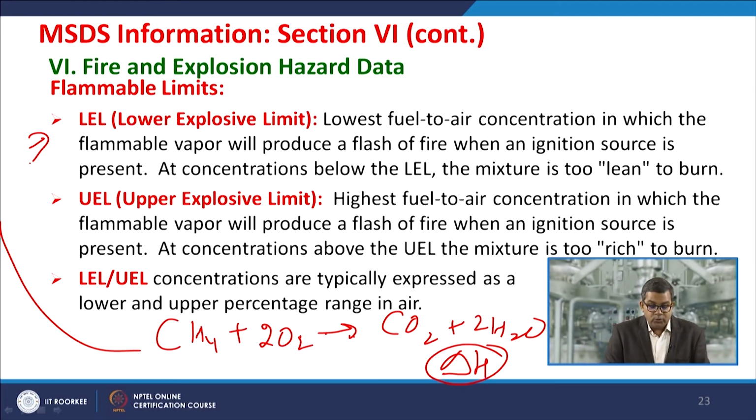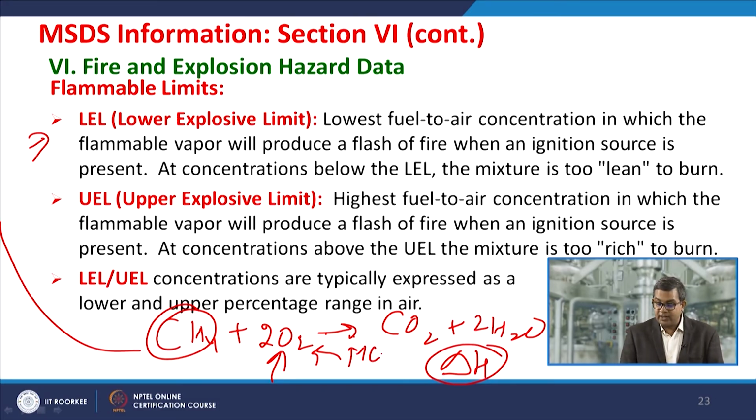Similarly, UEL, or upper explosive limit, is the highest fuel to air concentration in which the flammable vapor will produce a flash of fire when an ignition source is present. At concentrations above UEL, the mixture is too rich to burn. That means this concentration is on the higher side and the other is on the lower side. Sometimes this concentration is referred to as MOC, minimum oxygen concentration. So this much minimum oxygen concentration is required to burn that particular thing.